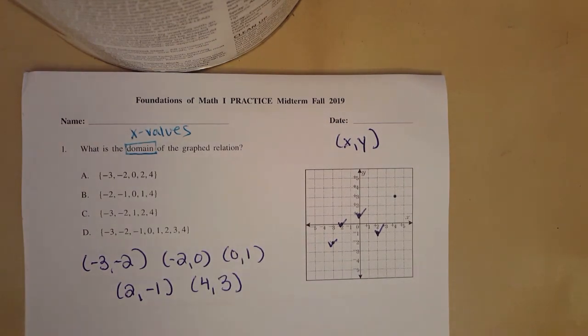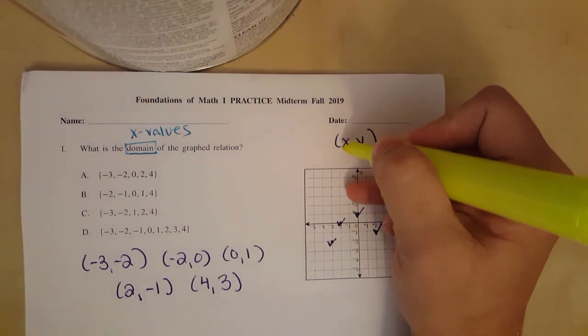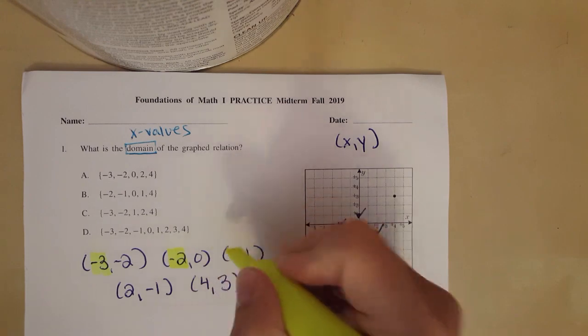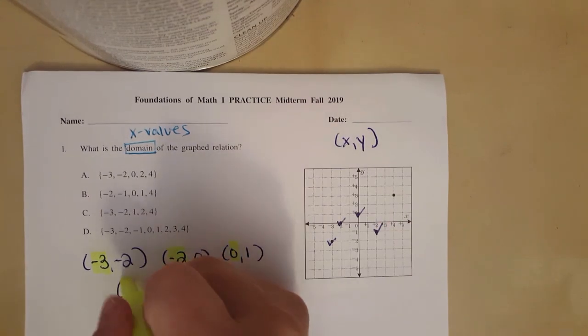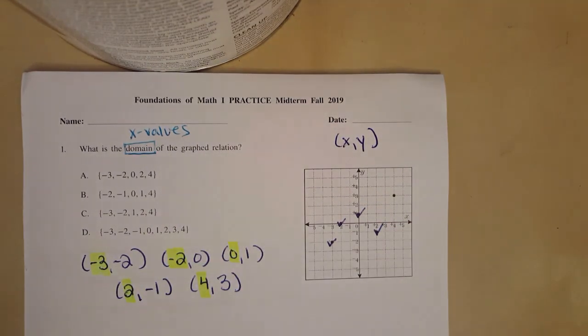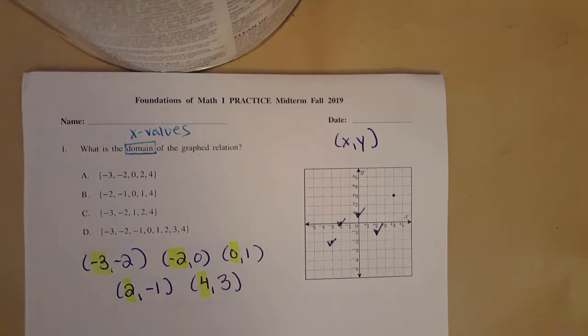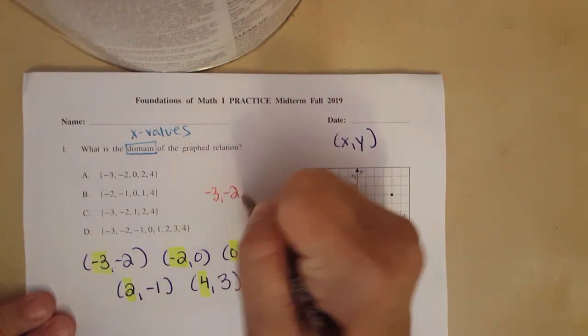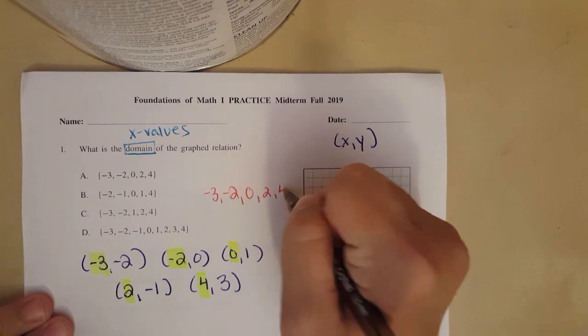Now again, the domain values are your x values. X is first in your ordered pair. So I'm going to go through and mark all my first values: -3, -2, 0, 2, and 4. And typically you'll see these listed in order from least to greatest. So if we look at this, our x values are -3, -2, 0, 2, and 4.